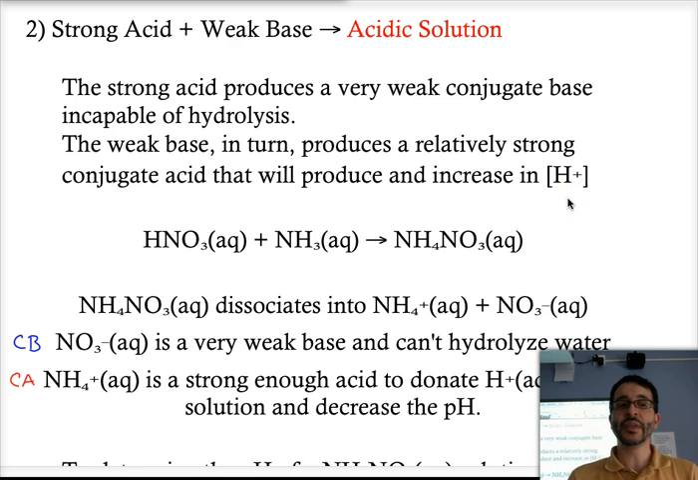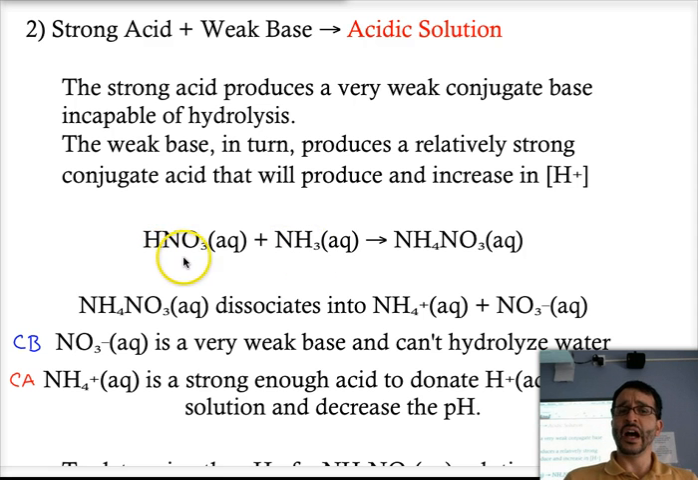Let me rephrase that again. The strong acid is going to neutralize with the weak base. The weak base is going to make a conjugate acid that is relatively strong and therefore can affect the pH. And that's what's going to cause this to happen. So let's look at an example.